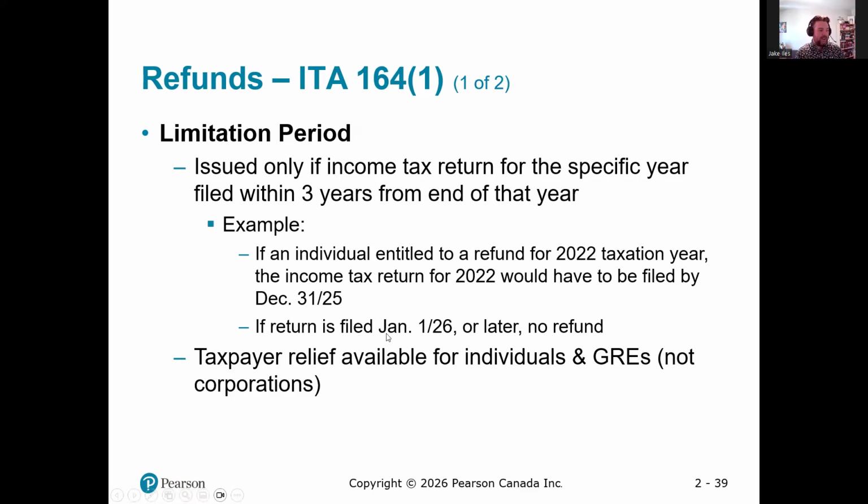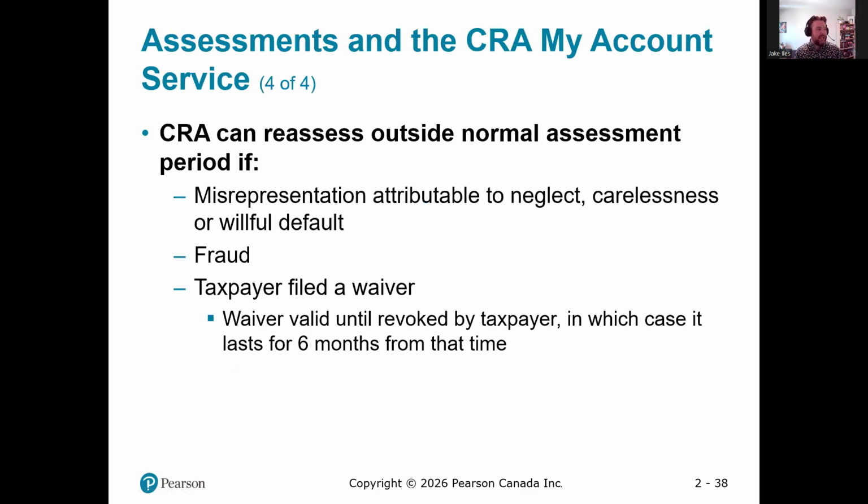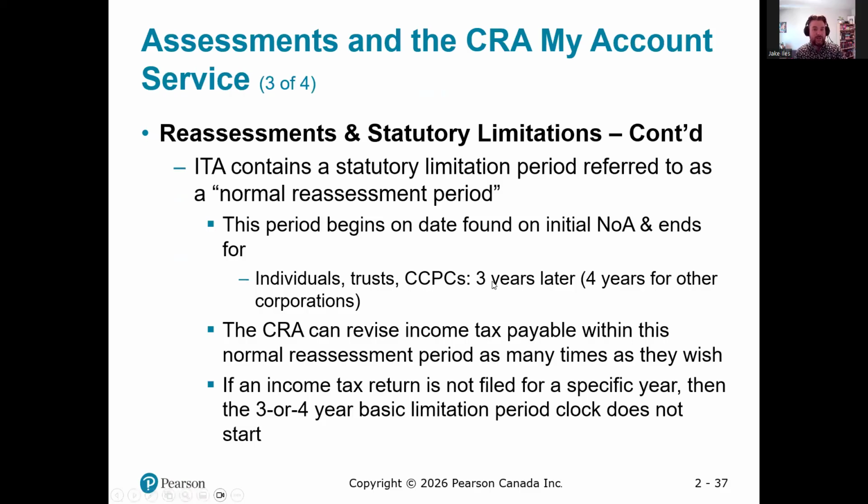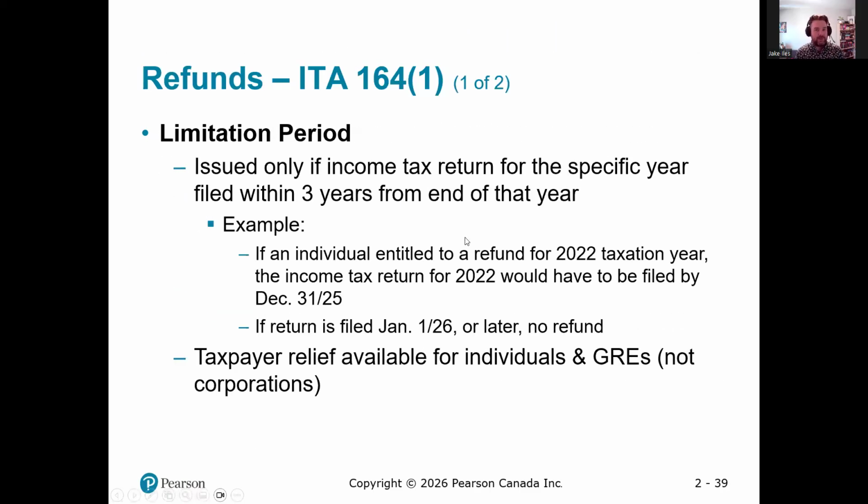If the return is filed after January 1st, 2026, there's no refund. Even if the return says, oh, it turns out the government owes you money, you're too late. So in the same way that we hold the government to this 3-year deadline, individuals are held to that 3-year deadline as well. So you can't save up 10 years of tax returns and get a big refund payout.